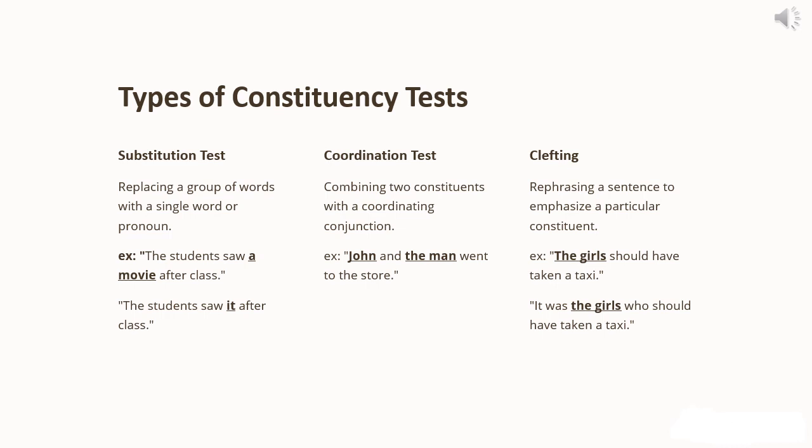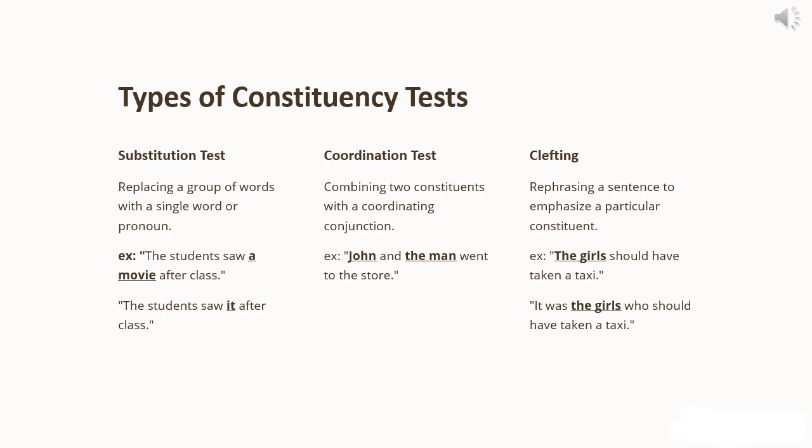Actually, in this sentence, we have more than one constituent. The students here is a constituent. A movie here is a constituent. Let's talk about a movie. We took a movie here as a constituent, and we replaced it with a pronoun. We said the students saw it after class.